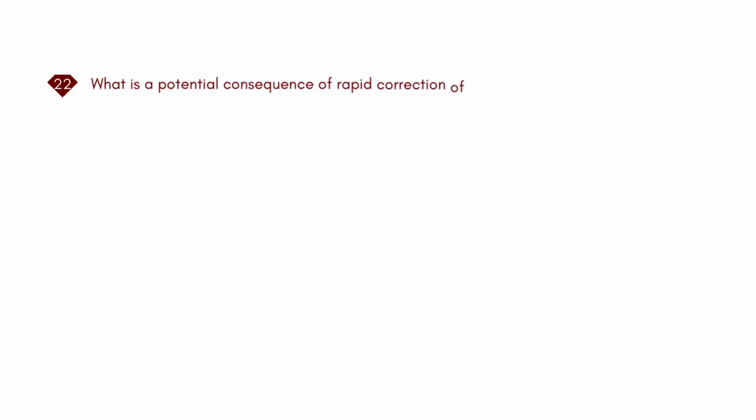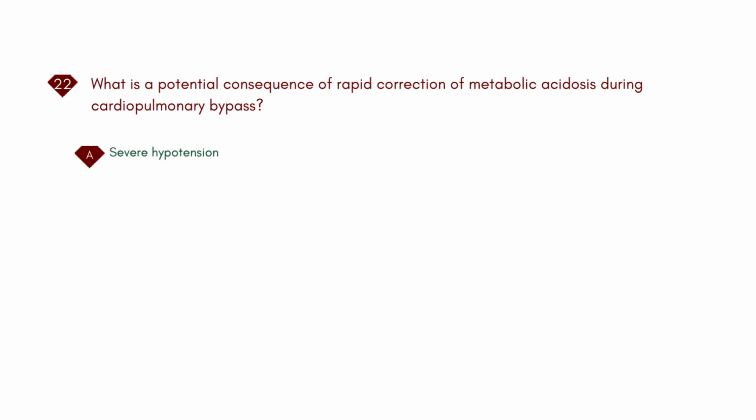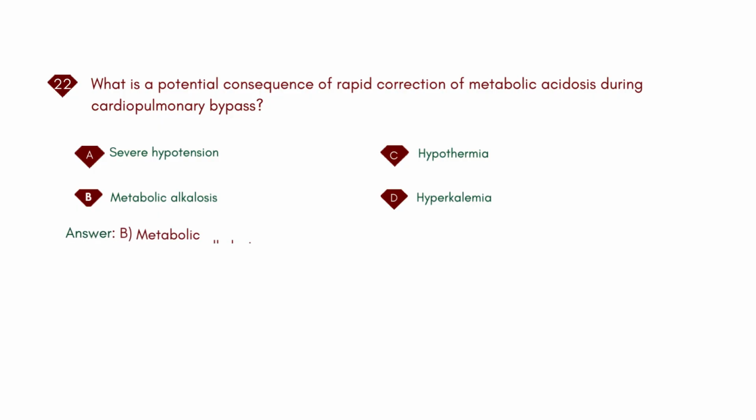What is a potential consequence of rapid correction of metabolic acidosis during cardiopulmonary bypass? A. Severe hypotension. B. Metabolic alkalosis. C. Hypothermia. D. Hyperkalemia. Answer: B.